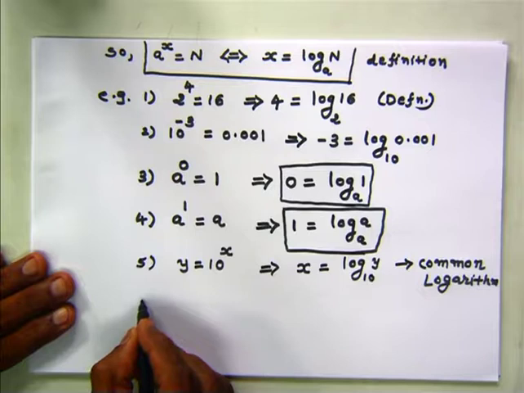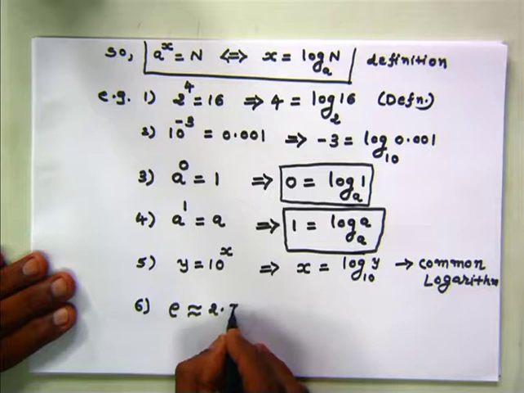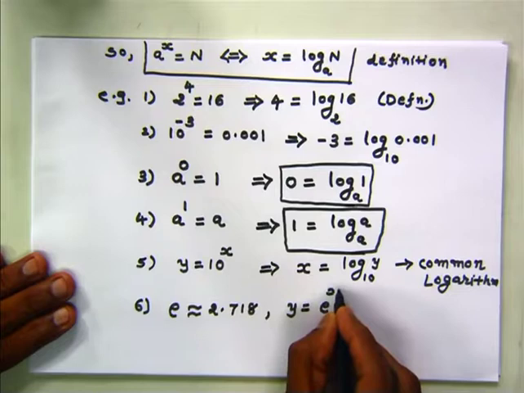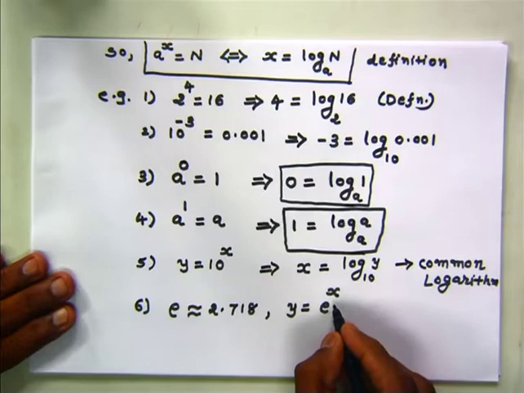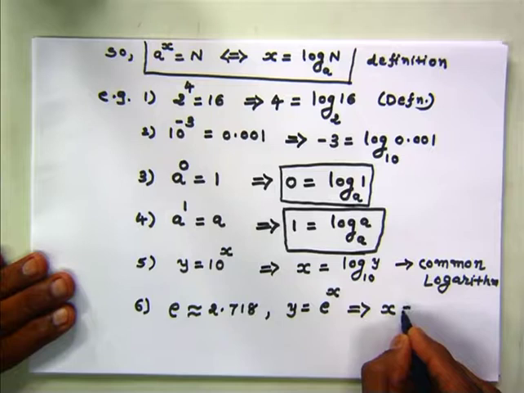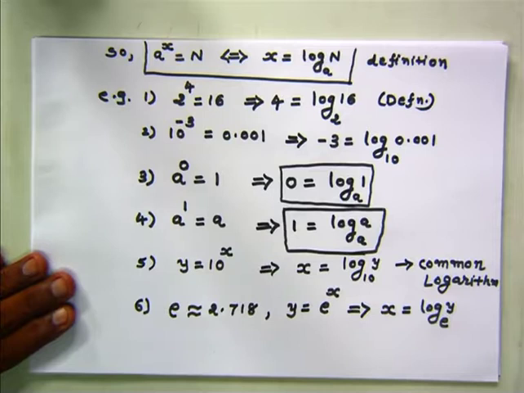Similarly, as we all know, there is one irrational number e, whose approximate value is 2.718. Suppose I say y is equal to e to the power x. Apply the definition. That will give me x is equal to log of y with respect to the base e.